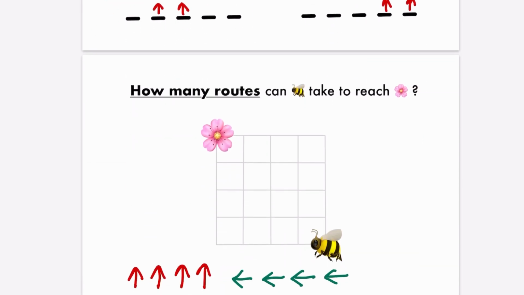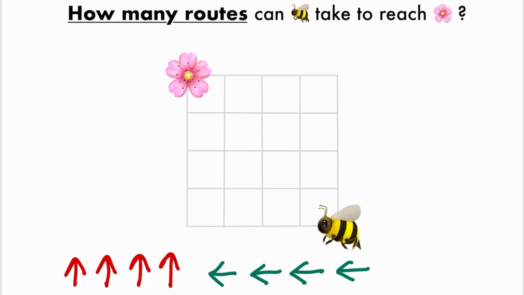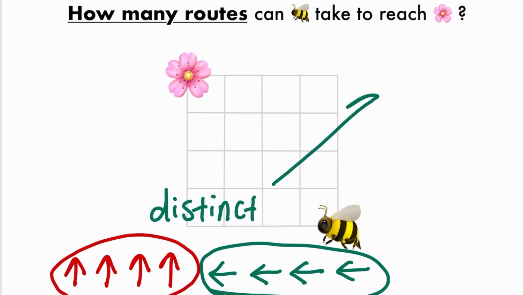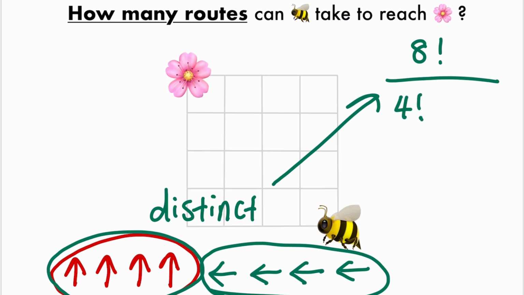Now let's have a look at this case. In this 4 times 4 grid, we can see that there are 4 up arrows and 4 left arrows. So in total, there are 8 arrows. If all these arrows are distinct, we can have 8 factorial different arrangements. However, as 4 of these arrows are the same, we'll divide by 4 factorial, and as 4 of these arrows are the same, we'll further divide by 4 factorial.